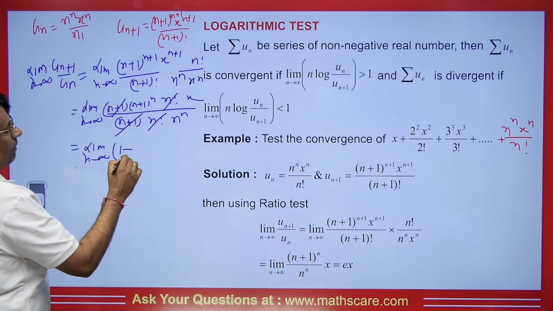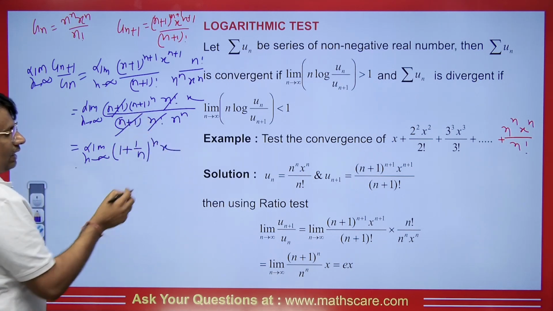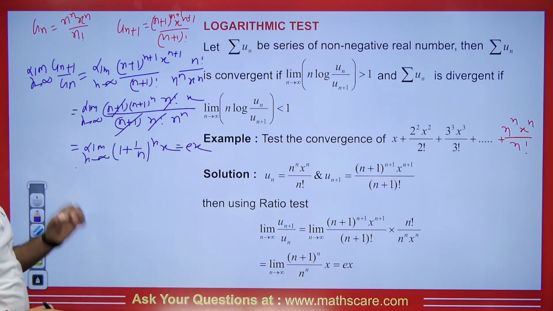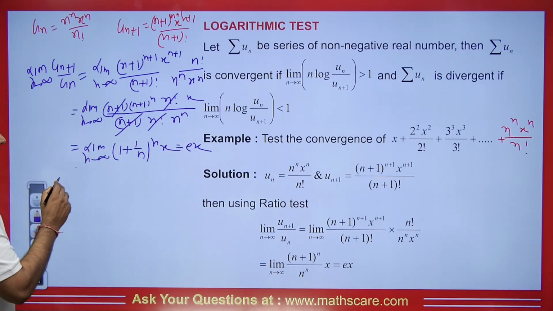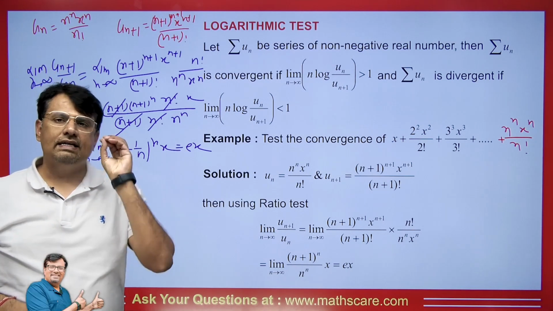Then the value we get is (1 + 1/n)^n, because we are dividing this by n^n, and it will be multiplied by x. Now when we put the limit n tends to infinity, the value here will be e·x. All of us are aware that whenever ex is less than 1, then by D'Alembert ratio test, the series is convergent.